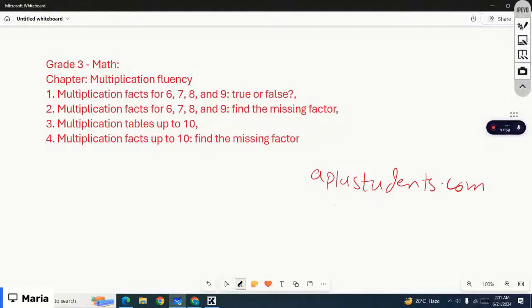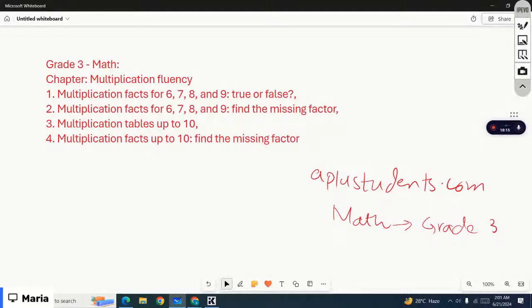Then you have to select math from the subject tab. Scroll down to grade 3 math and then click on view all lessons. There you can find a list of the chapters. We're going to start with the chapter multiplication fluency.